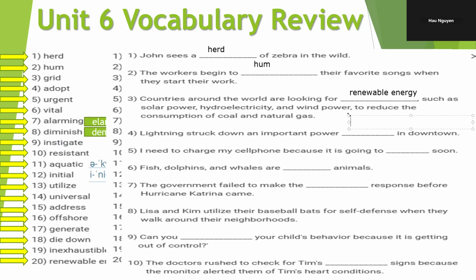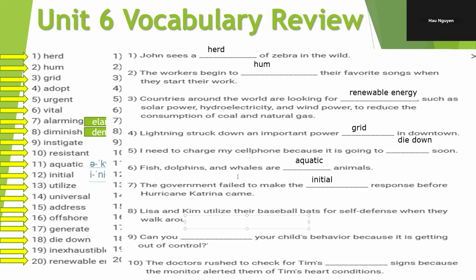Lightning struck down an important power grid in downtown. I need to charge my cell phone because it is going to die down soon. Fish, dolphins, and whales are aquatic animals. The government failed to make the initial response before Hurricane Katrina came. Lisa and Kim utilized their baseball bats for self-defense when they walk around their neighborhoods. I meant to put the word utilize as an option for you to figure out.